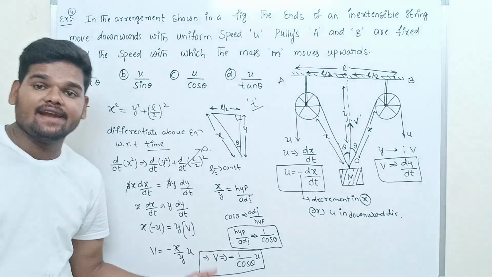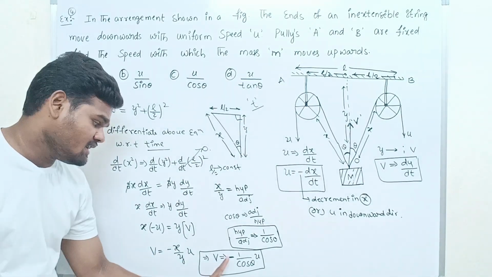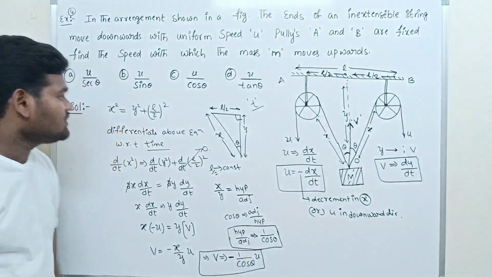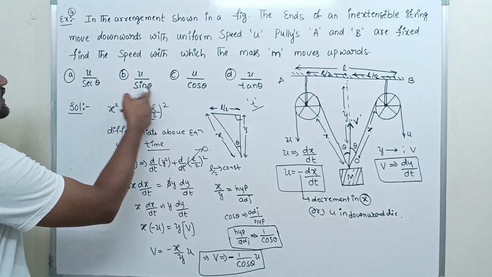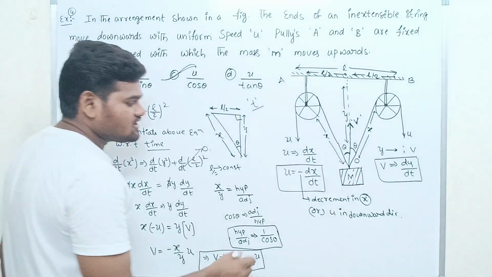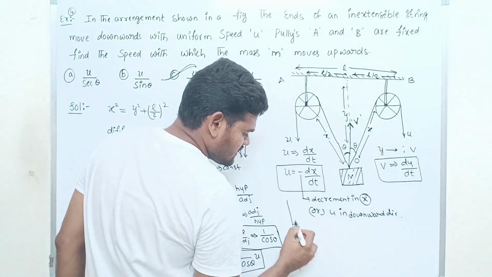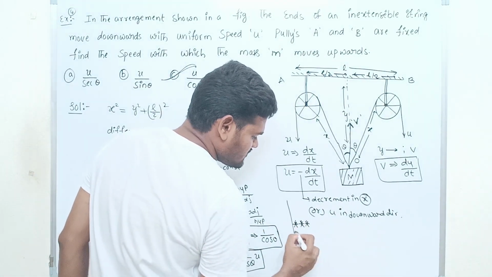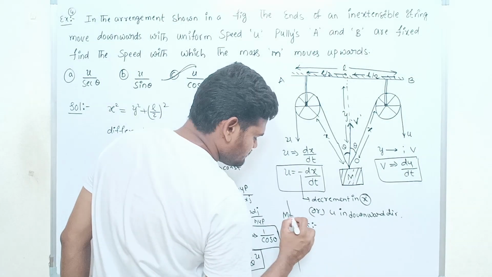The minus shows only the direction. So the remaining term is u by cos theta. So u by cos theta, option C, is our answer. We can also do this problem in another method, a simple method. So have a look. Method 2.